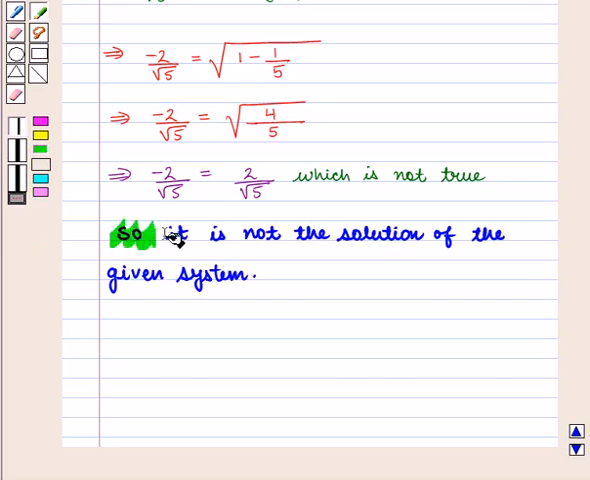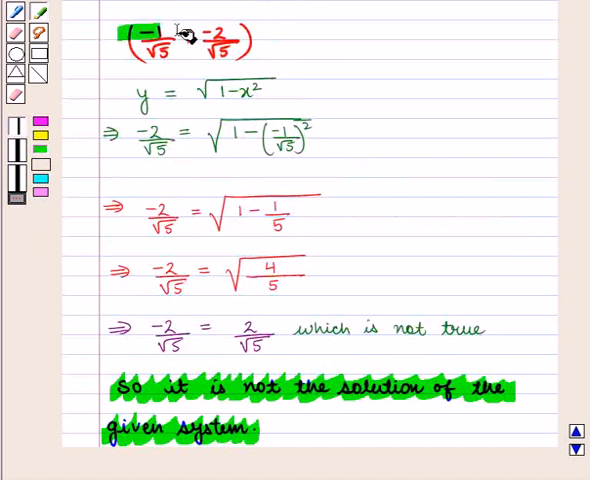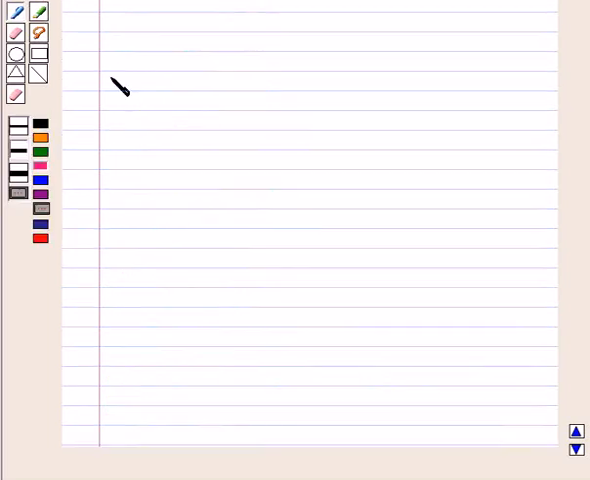So this point is not the solution of the given system, that is the point with coordinates minus 1 upon square root of 5, minus 2 upon square root of 5 is not the solution of the given system of equations. Now we shall check the same for the second point with the coordinates 1 upon square root of 5, 2 upon square root of 5.